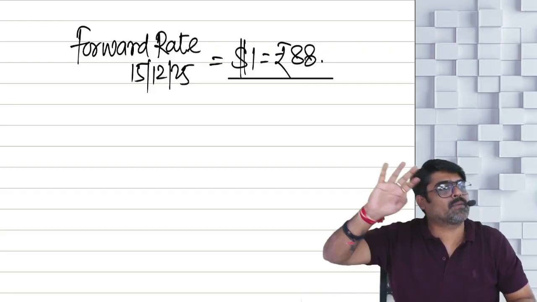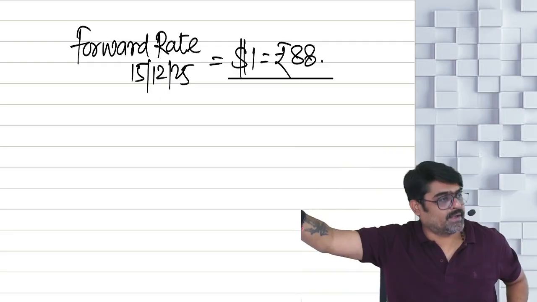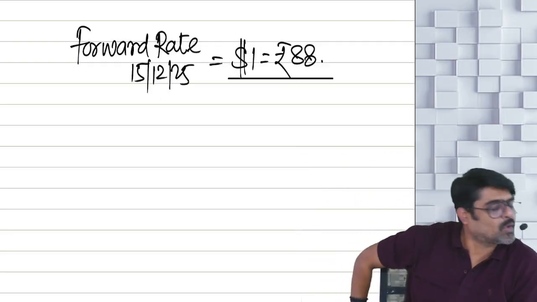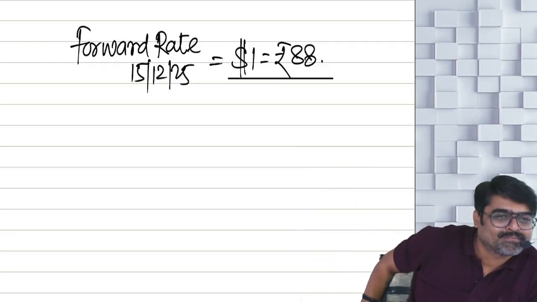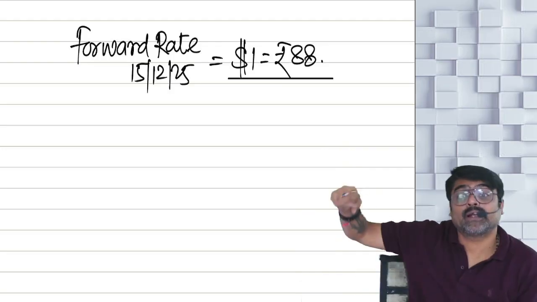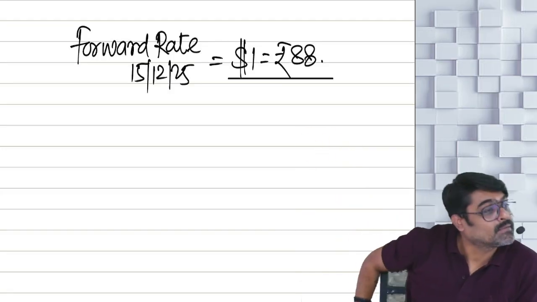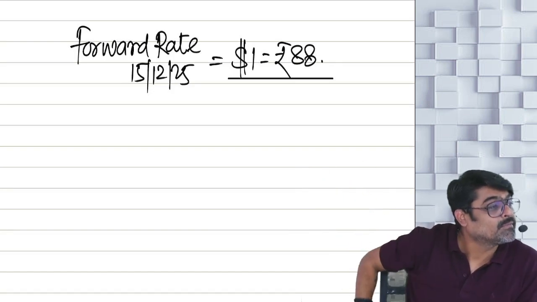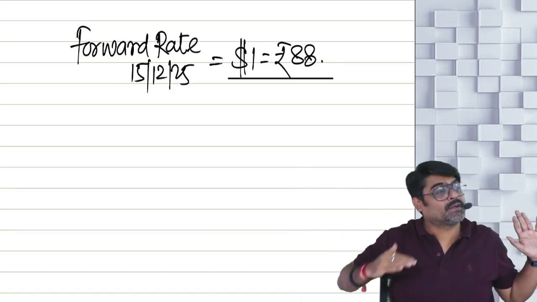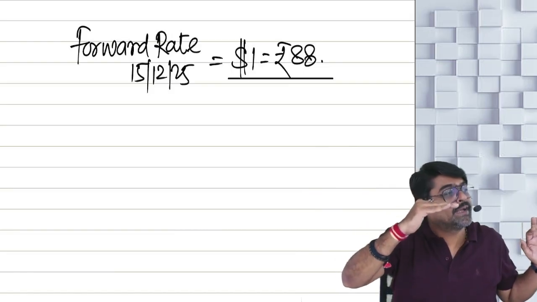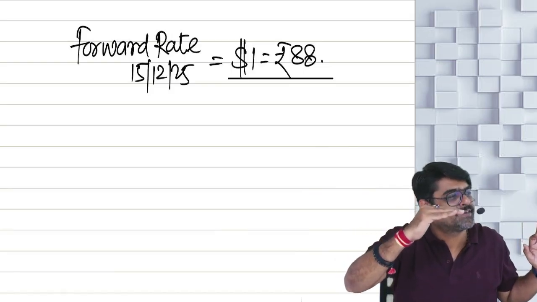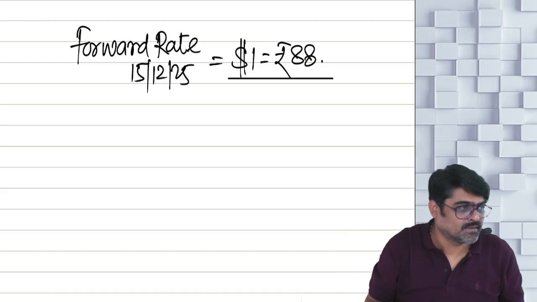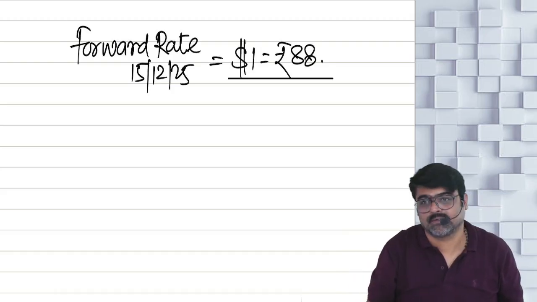Now whatever may be the actual spot rate at that time, you're not supposed to worry. What if the rate later on becomes 90? What if the rate later on becomes 95? You have restricted your loss to the extent of 88. This is known as hedging.